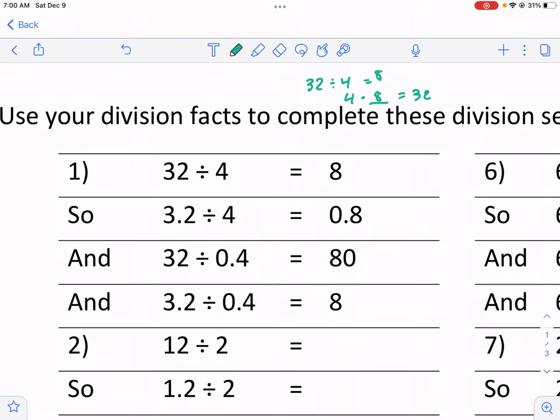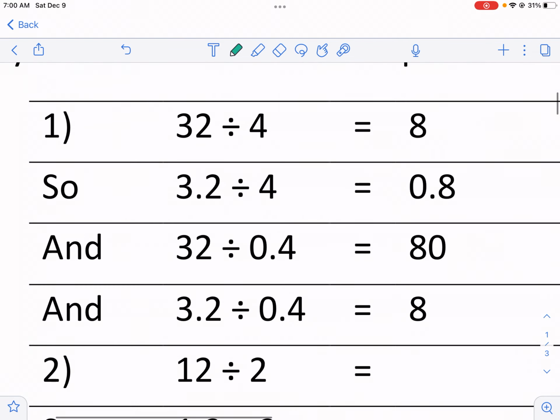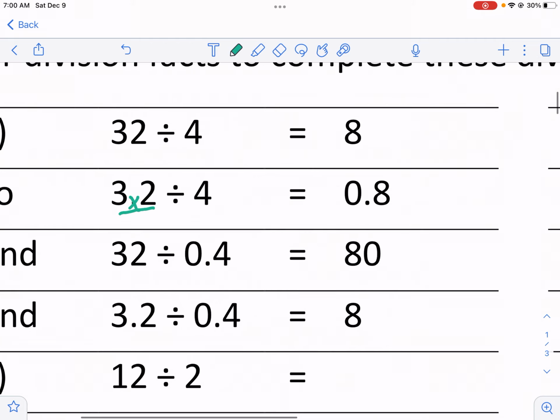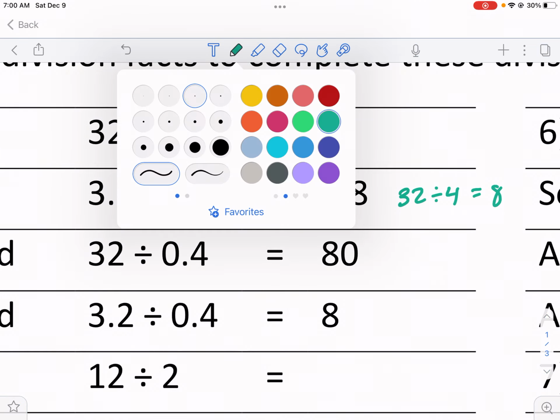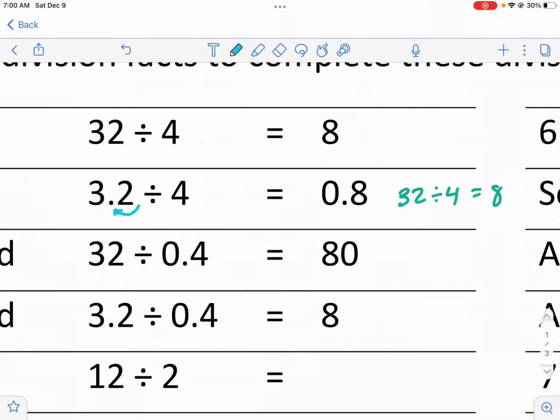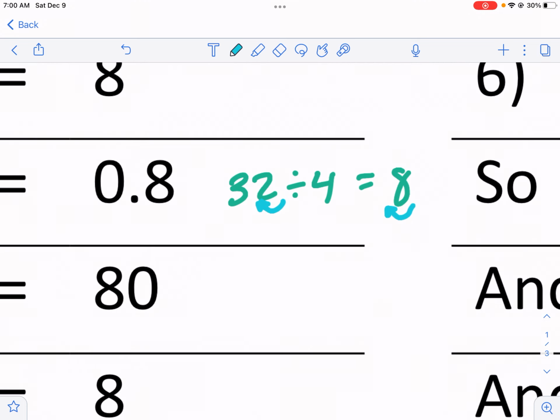Now, what happens when we throw in a decimal? Well, if we have a decimal in this first spot, which is called the dividend, it's really not that bad. We're just going to take the same number and ignore the decimal. So we have 32 divided by 4, and we know that's equal to 8. But because we have that decimal place, moved 1 from the end of the number 32, we just need to make sure we put that back when we're done. As you can see here, if we moved it over, we need to move it back.